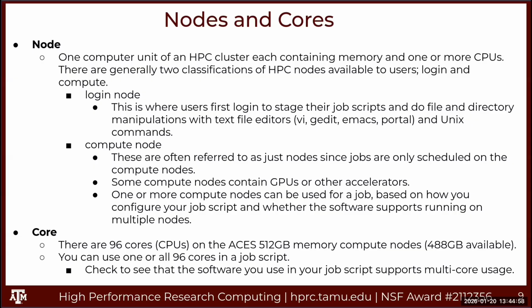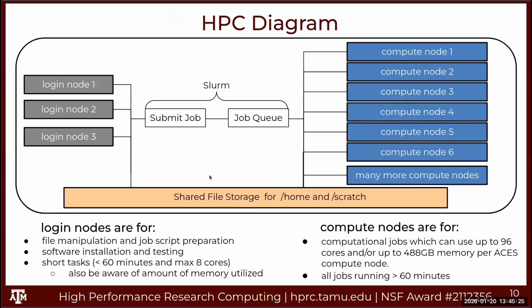You'll also want to make sure the software supports multi-core processing before you select all 96 cores. If you select all 96 cores and your software only supports running on one core, then you'll have one core running at 100% usage, and the other 95 cores idle, unavailable for other jobs to be scheduled on those cores. So be aware of the software you're using and the type of resources it supports.